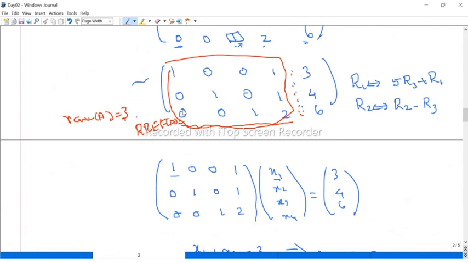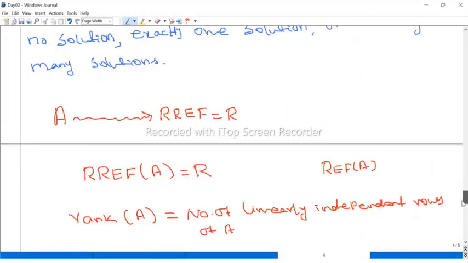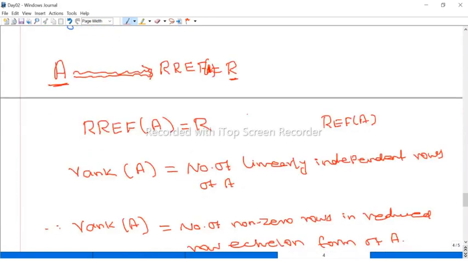Got it? The rank of the augmented matrix means we take the entire matrix. So how do we define the rank of the matrix? You reduce the given matrix into row echelon form, find the number of non-zero rows, and that is the rank. From starting A, after elementary row operations, we get the row reduced echelon form, some other matrix, maybe we call R. But this way will be a long way to find the rank.